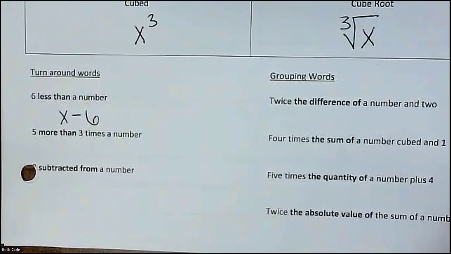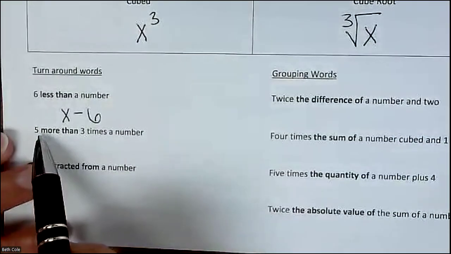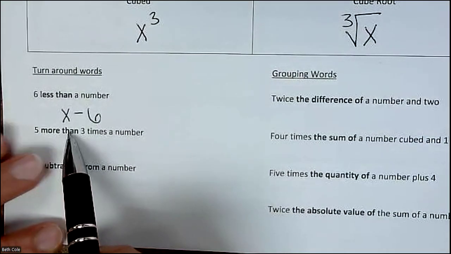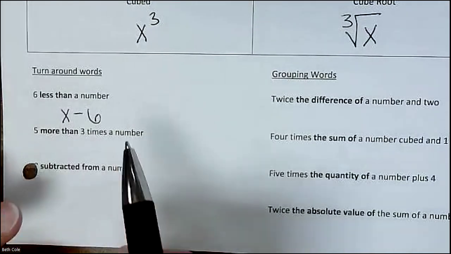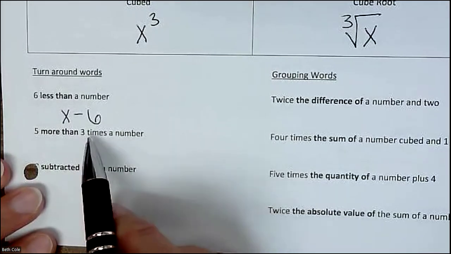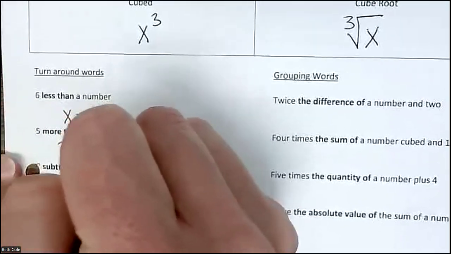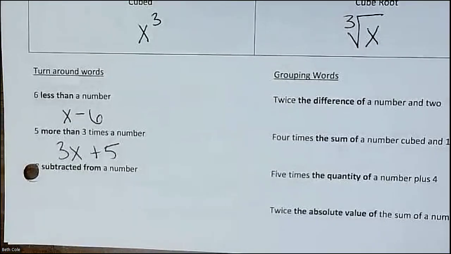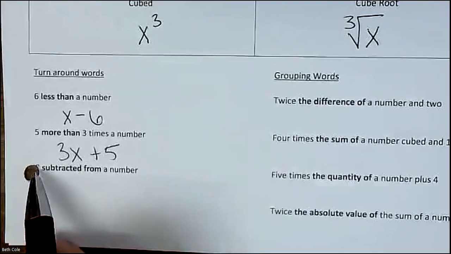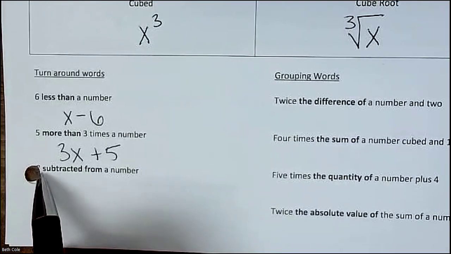Hey, how about you pick up a pencil and write this down? So 5 more than, so it's going to be something plus 5. 3 times a number. How would you do 3 times a number? Yeah, so 3x, and then you want 5 more than that, so plus 5.